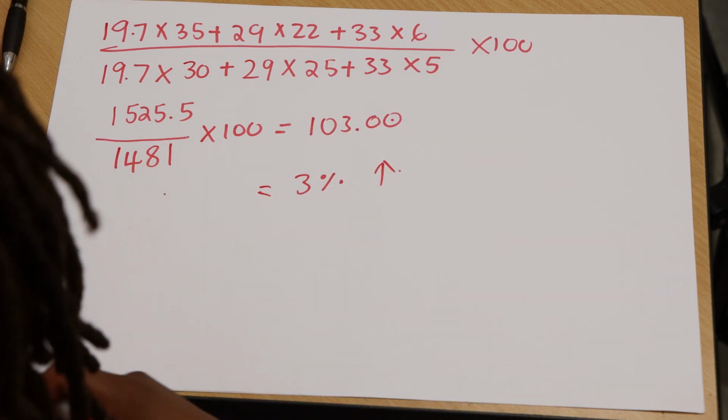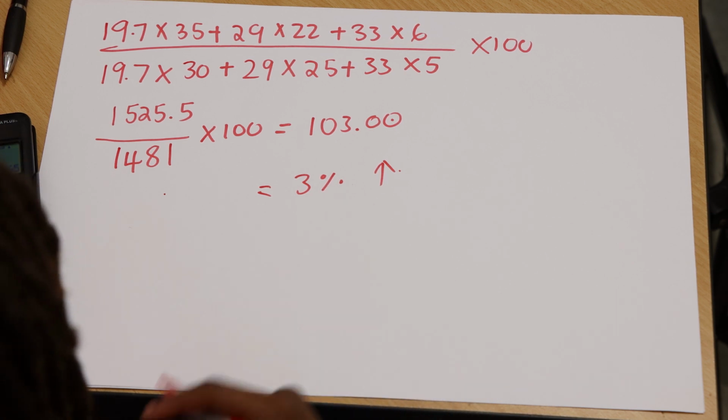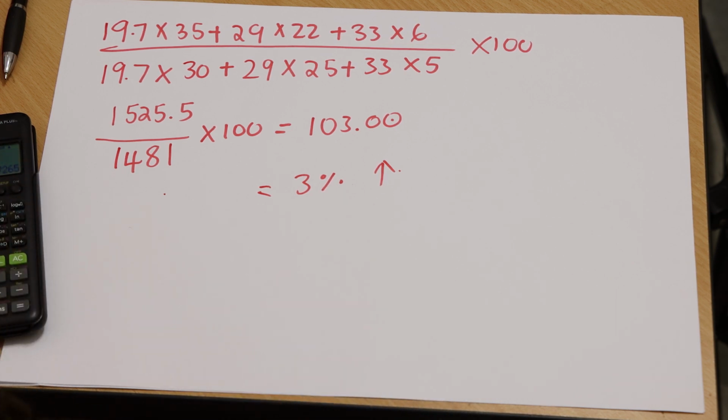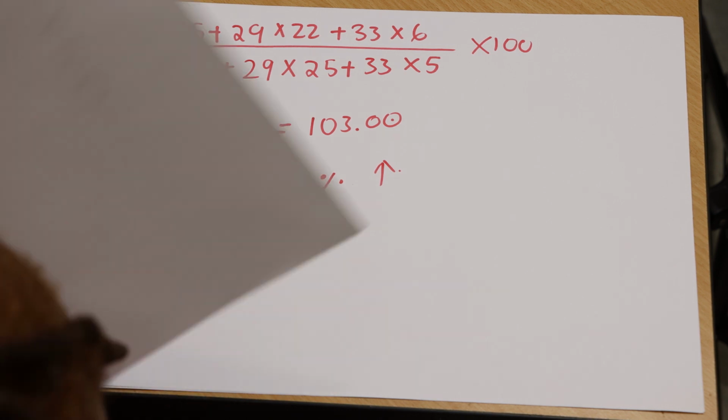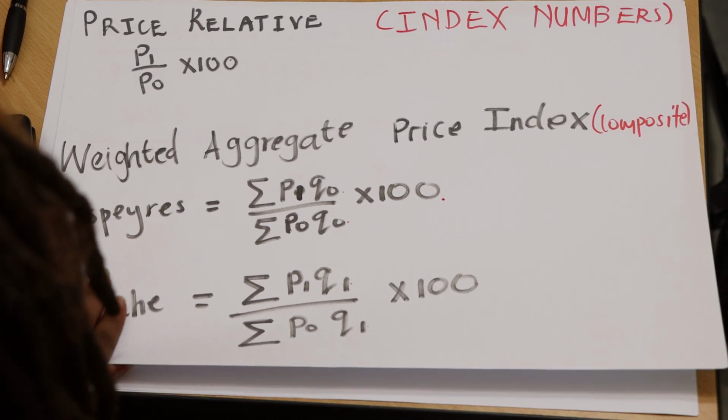So that is how you calculate the index numbers, and the questions can come in different forms. We have discussed all the possible questions that they could ask you for the price index or the quantity index.